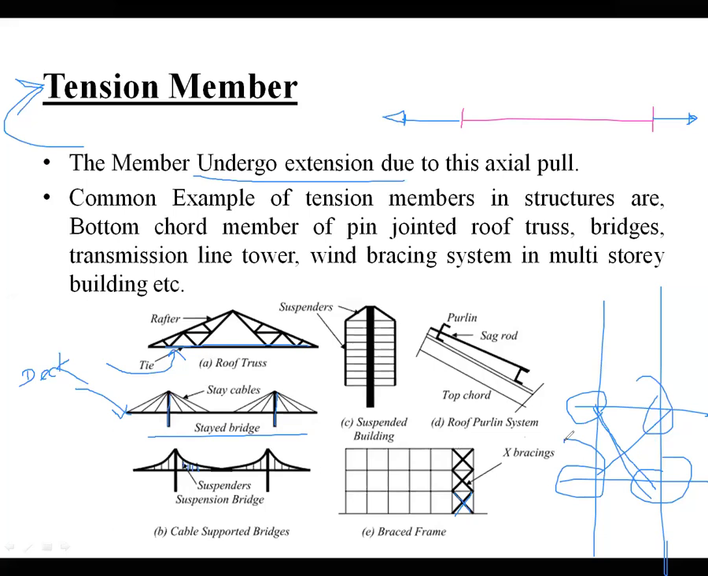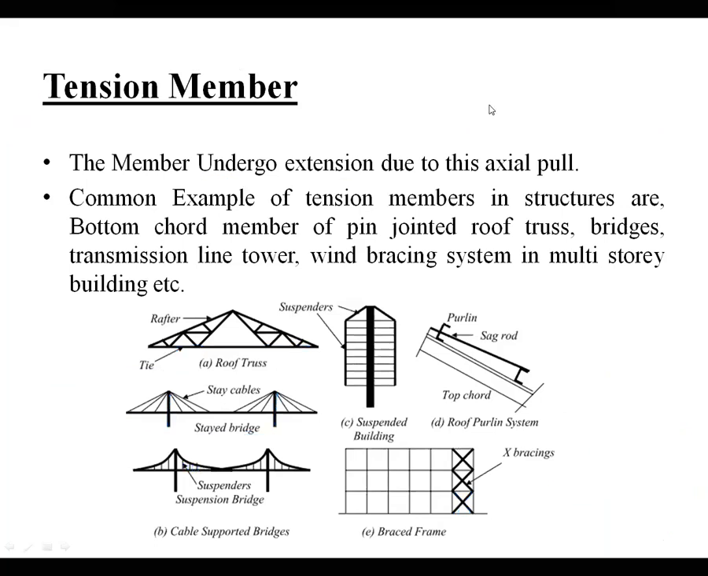Another simple example of a tension member is the electricity pole. The side wire which holds the structure and is inserted in the ground, that wire or cable is also a tension member. This is the simplest example of a tension member. Whenever there is an axial pull, that member is known as a tension member.